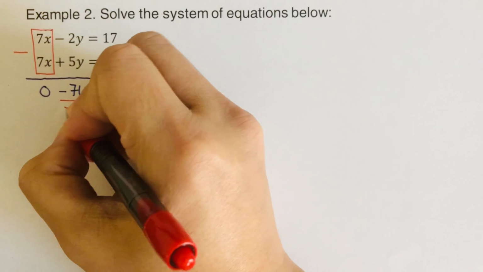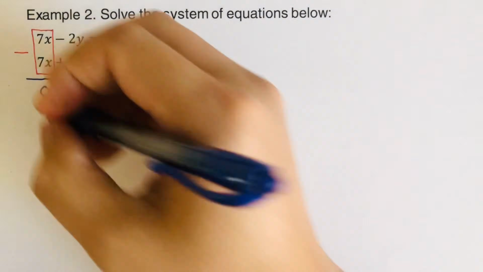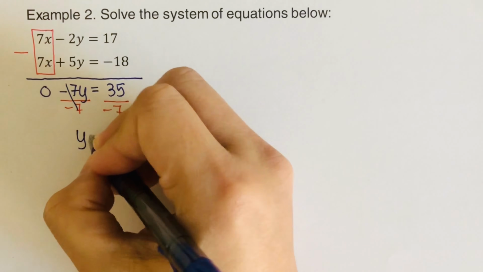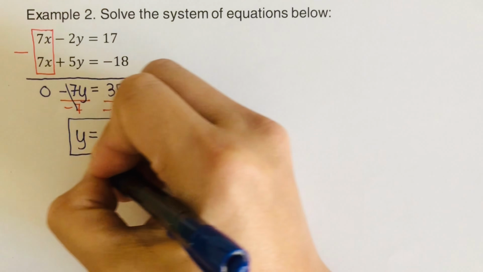We divide both sides by negative 7, divided by negative 7. So then we can cross the negative 7 out. So y is equal to negative 5. So we already have the value for y.